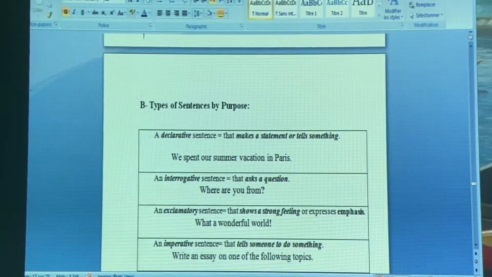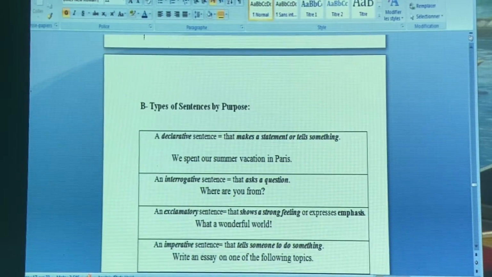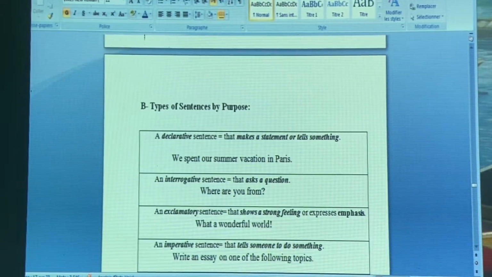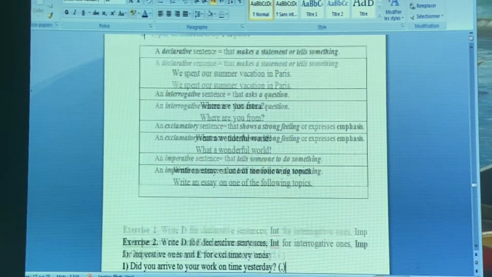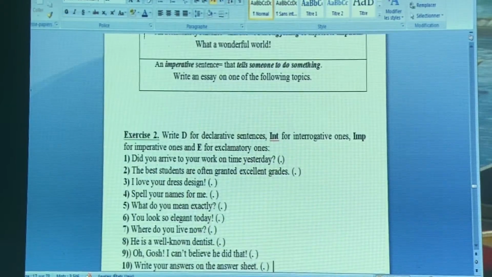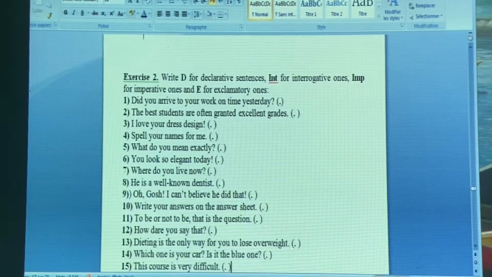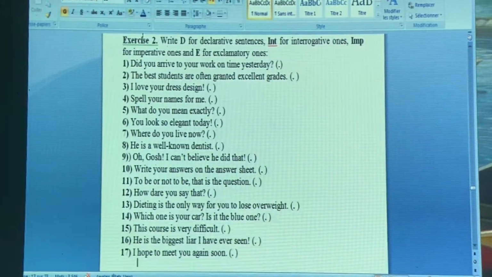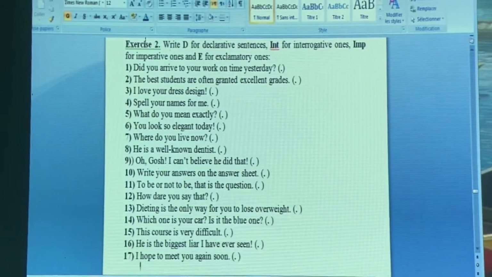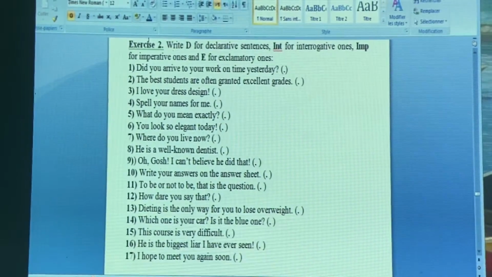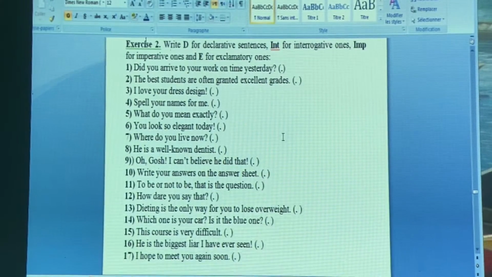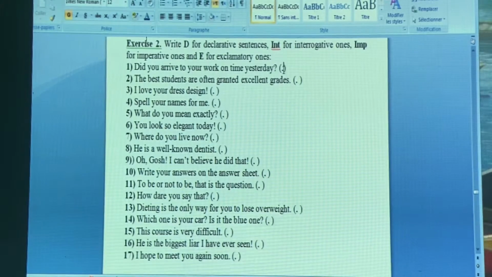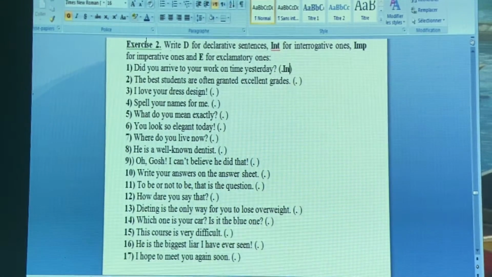An imperative sentence is the one that tells someone to do something. Write an essay on the following topics. This is imperative. Now let's do together this exercise. Write D for declarative sentences, INT for interrogative ones, IMP for imperative ones, and E for exclamatory ones. Did you arrive to your work on time yesterday? What do you think this sentence is? It is interrogative, because here we have a question.